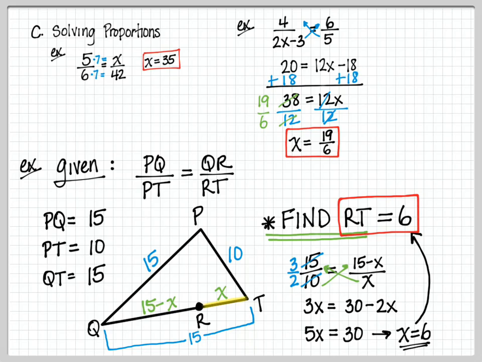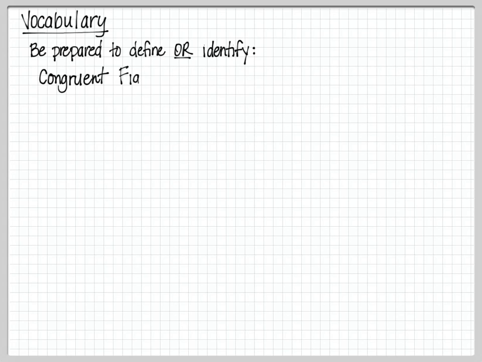The last little bit is on vocabulary. Now, I'm not going to ask you for all these terms, but this is the vocabulary we've had so far, and you should be prepared to define any of these terms or to identify them.